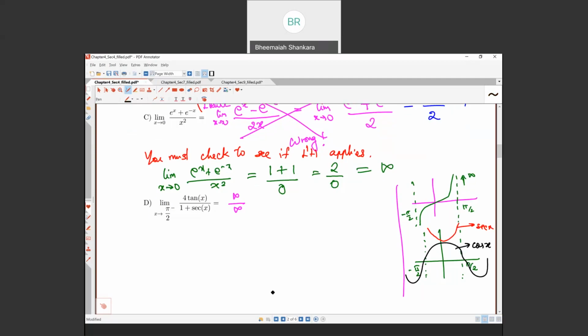So now you want to write the L'Hopital's rule, because you got an infinity over infinity, and you see that secant at pi over 2 is also going up, which means it's infinity. So now let's write the L'Hopital's rule, which is limit x approaching pi over 2 minus, apply the differentiation for the numerator, differentiate 4 tangent x, all you have is 4 secant square x. Differentiate 1 plus secant, differentiation of 1 is 0, differentiation of secant is secant tan.